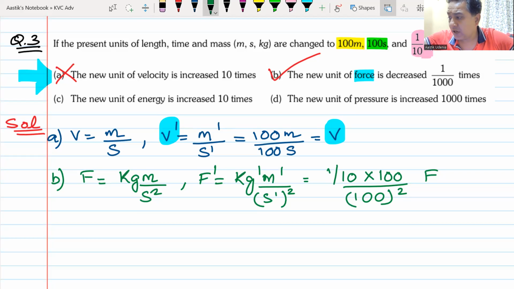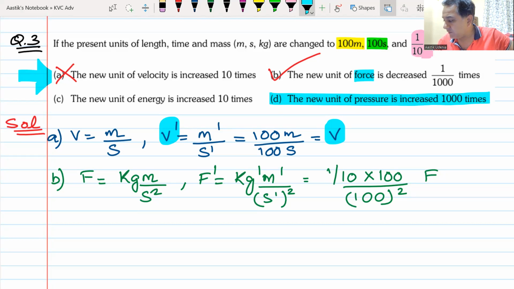Okay. Now, since we can check all this, and I know that all of these are wrong, option D is what many students told me is correct. So let us now check option number D. In option D, we are supposed to check the new unit of pressure. Let me check this one out, and I will leave option C for you to check out.